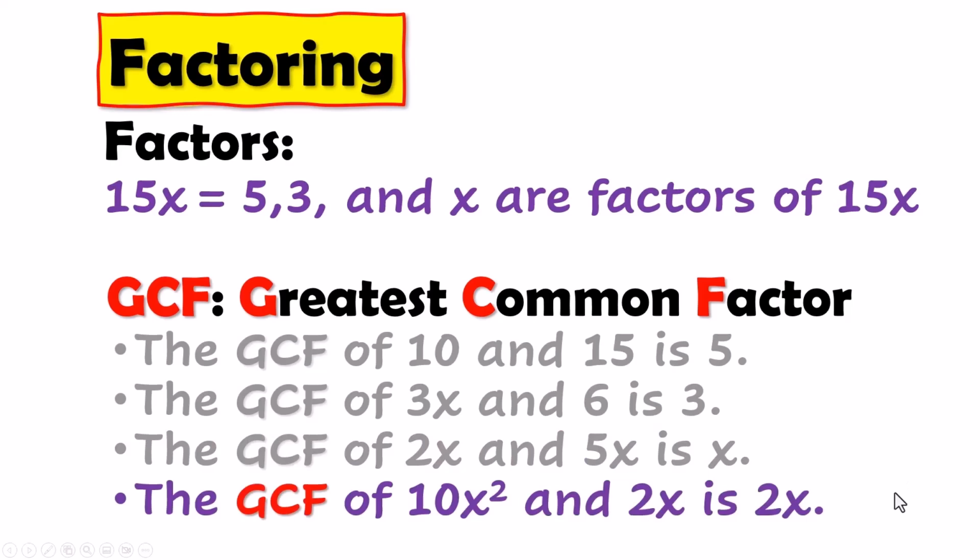The greatest common factor of 10x squared and 2x: well, the largest number I can divide out of a 10 and a 2 is 2, and the largest power I can take out, when this one has an x squared and this one has x, is just one single x.